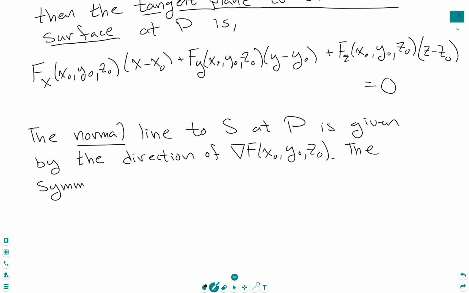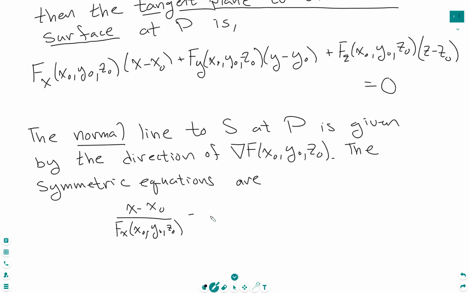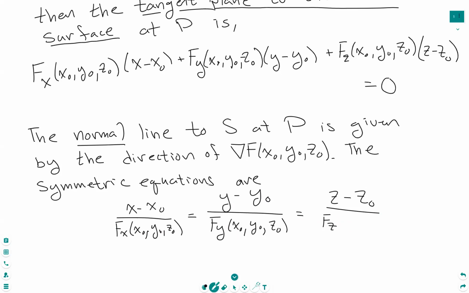So the symmetric equations of the line, rather than just the direction itself, are x minus x naught over the x derivative at our point, is equal to y minus y naught over our y derivative at that point, and z minus z naught over the derivative with respect to z at our point, x naught, y naught, z naught.